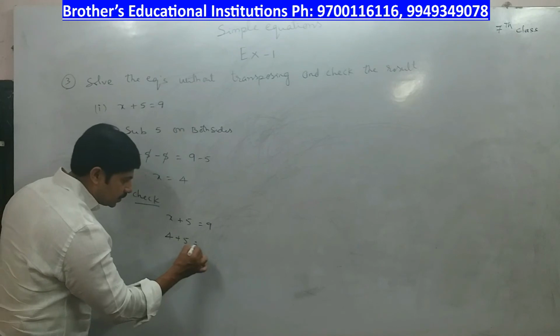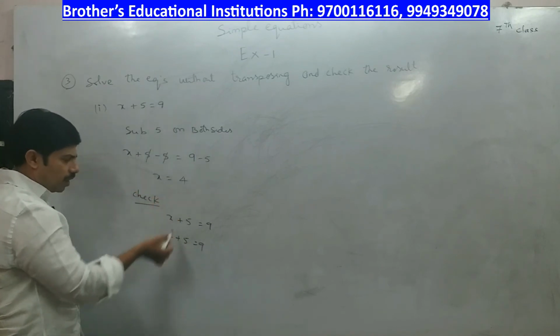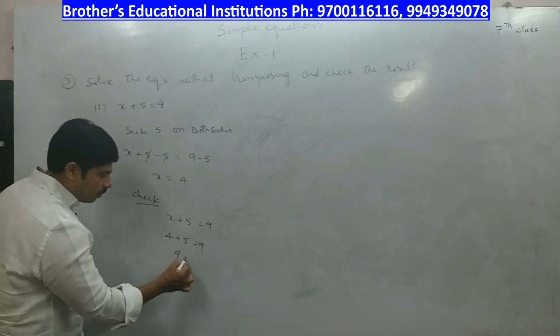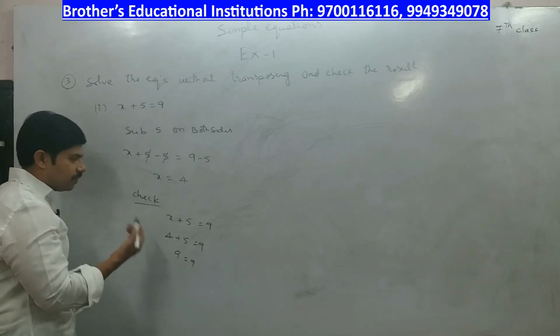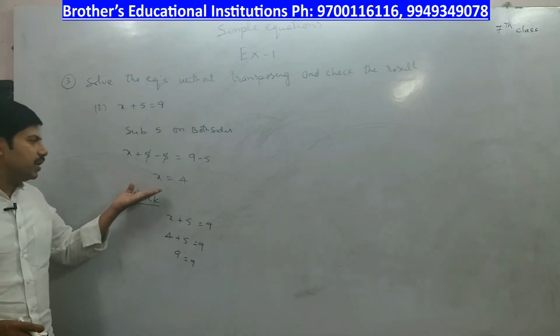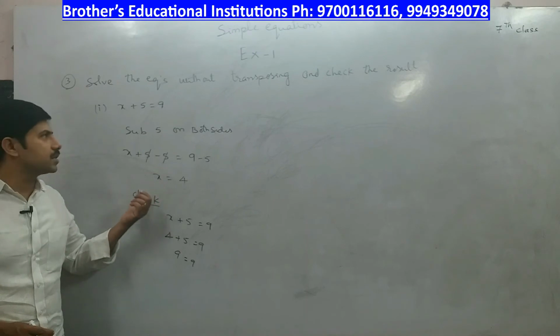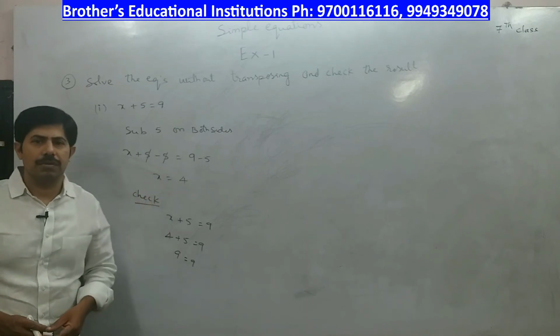4 plus phi is equal to 9, because the value of x we got is 4, I am substituting. 9 is equal to 9, we got. So it is verified. Therefore, what is the value of x? We can say it is 4. This is completed. Note down.